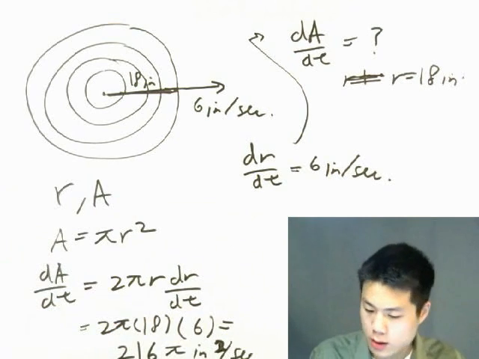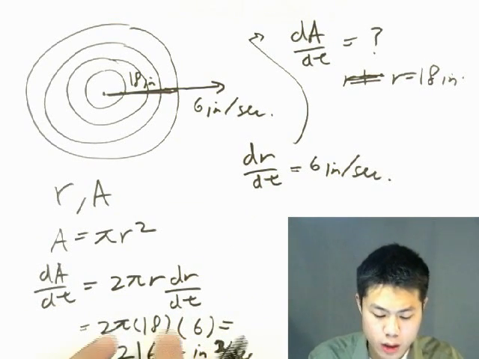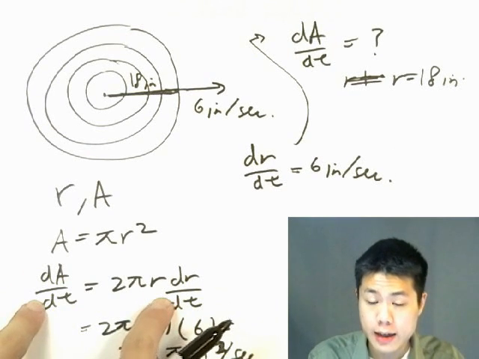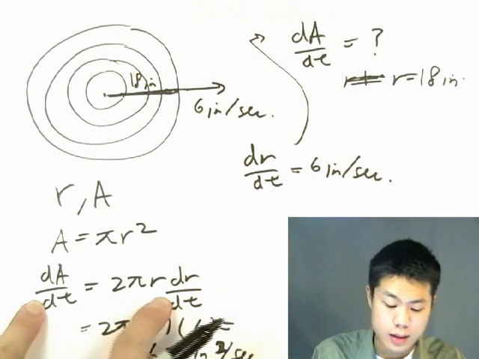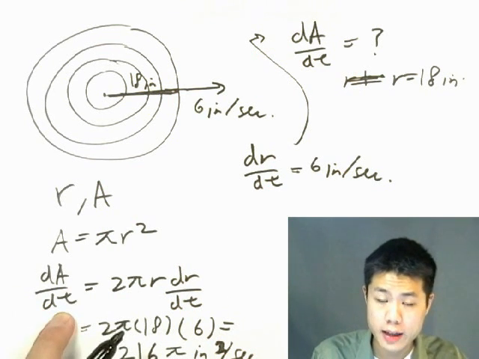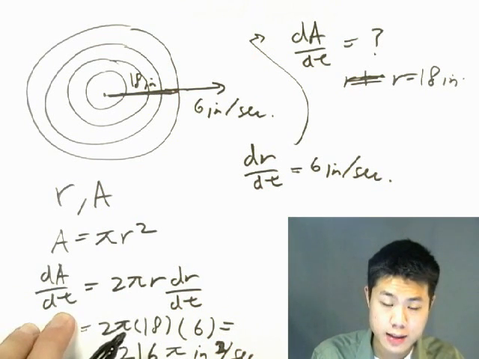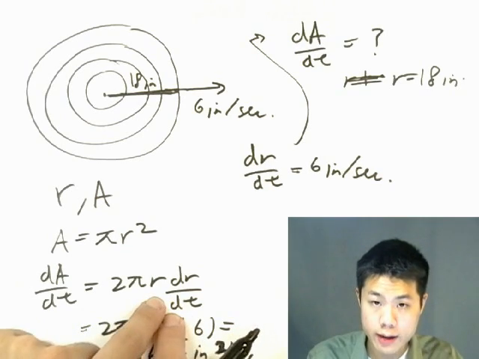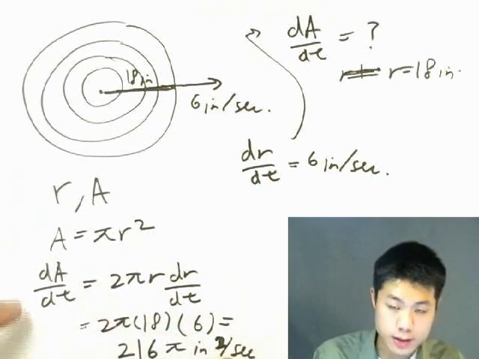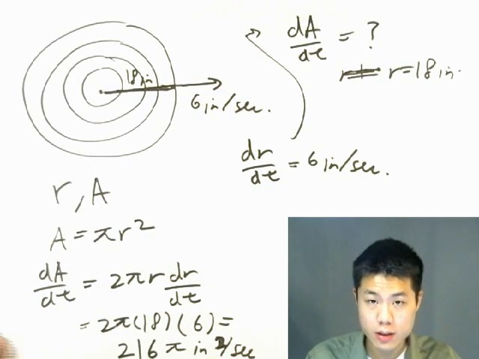Now, why is that? We see here that we have an r in dA over dt, and that means the area is not changing at a constant rate, it is changing at a rate depending on r, and in fact it's going to be increasing, right? The rate at which the area increases is going to be increasing.